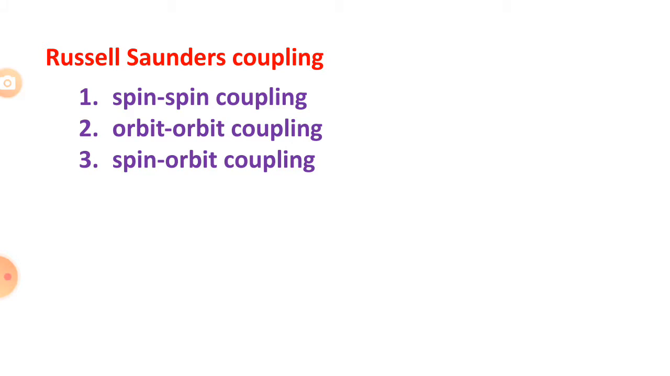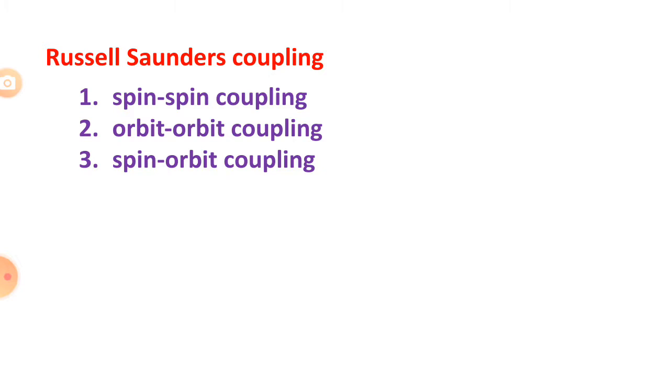The next one is orbital-orbital coupling, which is L, and there are different values of L. And the third type of coupling is spin and orbital coupling. That coupling is L and S coupling. There will be coupling of L and S. L is angular momentum and S is spin angular momentum. The resultant coupling of L and S is denoted by the symbol J, and that type of coupling is spin-orbital coupling.